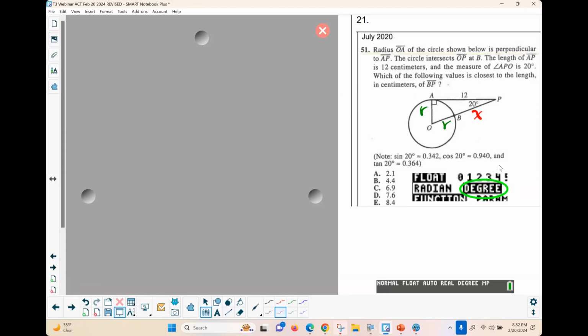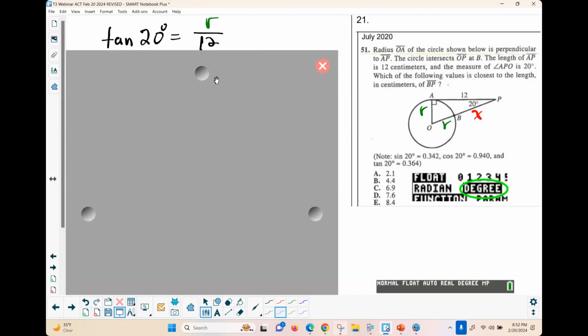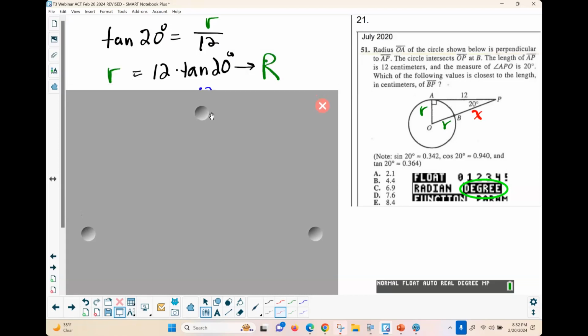Now notice they do supply these trig values, but use the calculator. I mean, why would you want to type those in? So I came up with this, that the tangent of 20 degrees is the length R divided by 12. And then when I multiplied, I got R to be equal to this. And what I did is I did that calculation on my calculator and stored it in the variable R. And I'll show you what I mean in a minute. But I want to show you the algebra first.